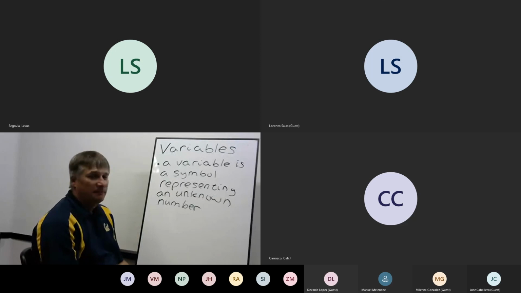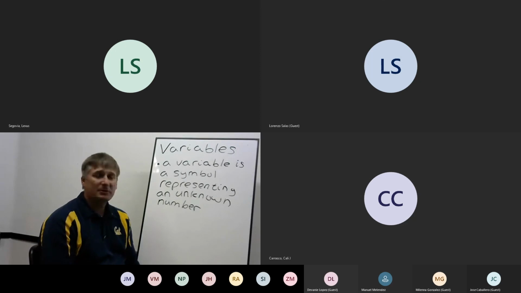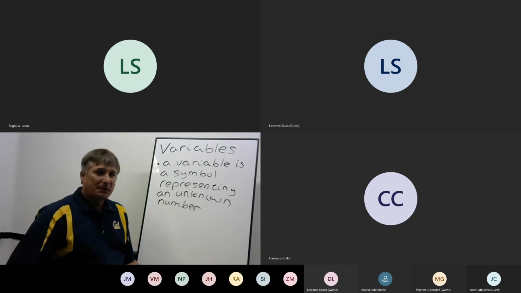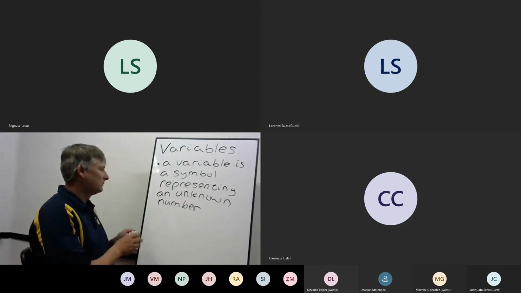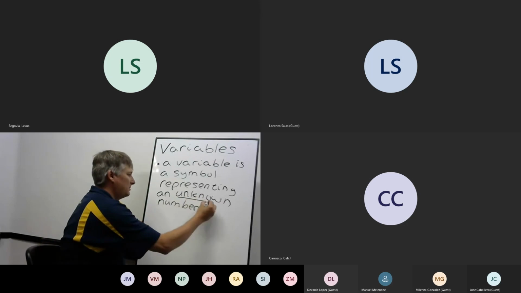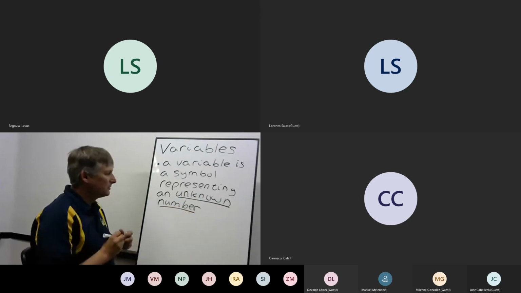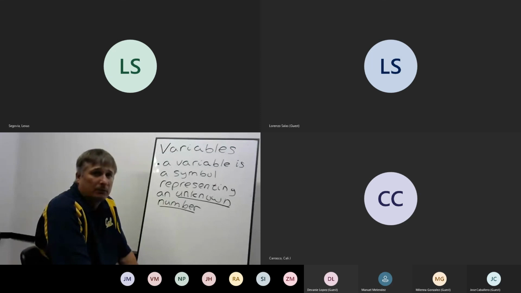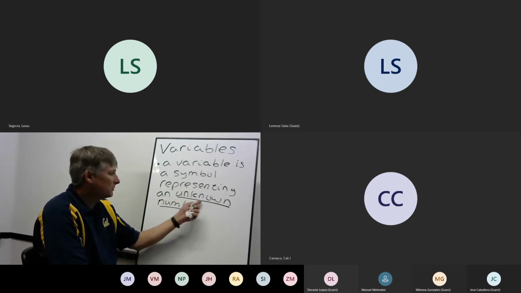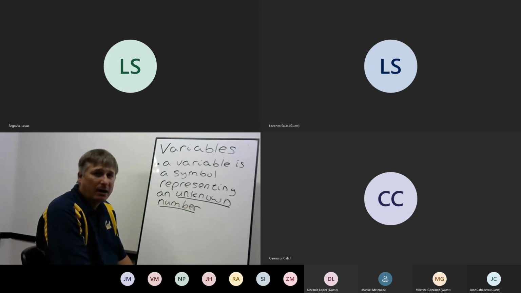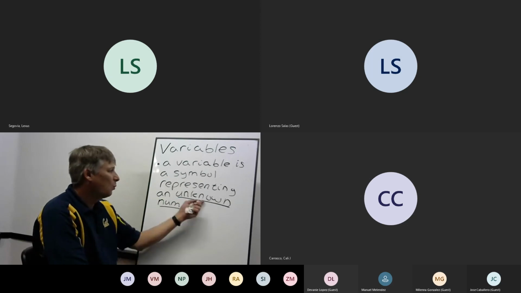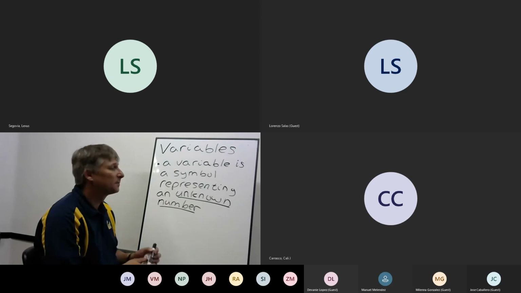A variable is a symbol representing an unknown number. So what does this tell us? Well, it's an unknown number. So that means it is a number. And we can do to a variable anything we do to other numbers. But because it's unknown, we might have to pause until we discover or until we're told what specific number we're supposed to use.